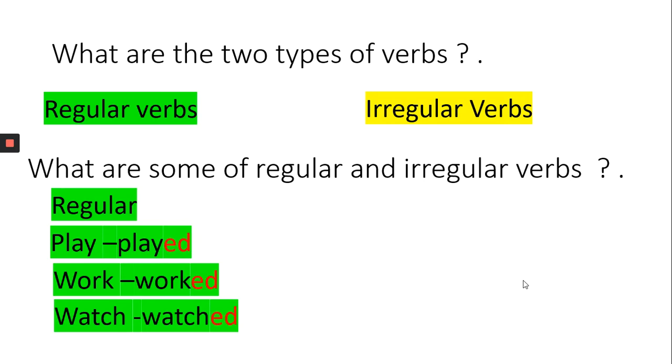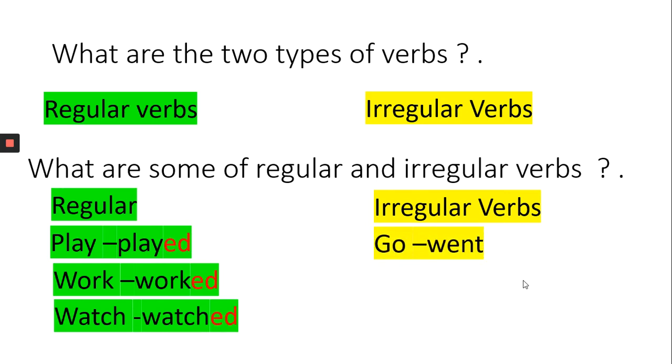Now, what are some examples of irregular verbs? An irregular verb, as I told you, is something that is new to the situation we are talking about. Irregular verbs are verbs like, for example, go and went. So why do we call it irregular? We didn't add ed. There is a new word in the past. Every day I go to school. Yesterday I went to school with my father.